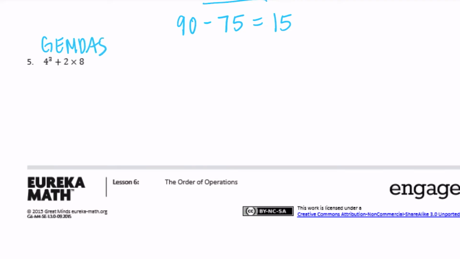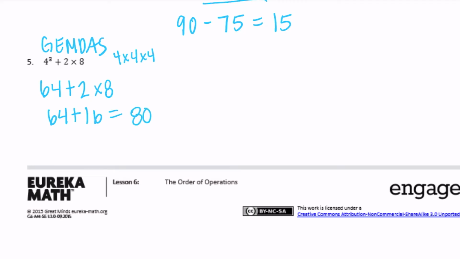So there's no grouping, but there is an exponent. 4 to the third power is equal to 4 times 4 times 4. 4 times 4 is 16. 16 times 4 is 64. We have 64 plus 2 times 8. So there's no more exponents, so we're looking for multiplication or division. We have 2 times 8. So 64 plus 16, and 64 plus 16 would be equal to 80.